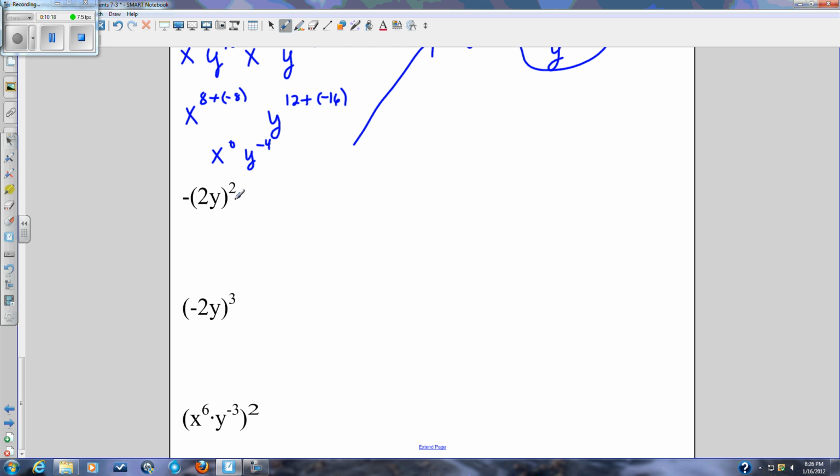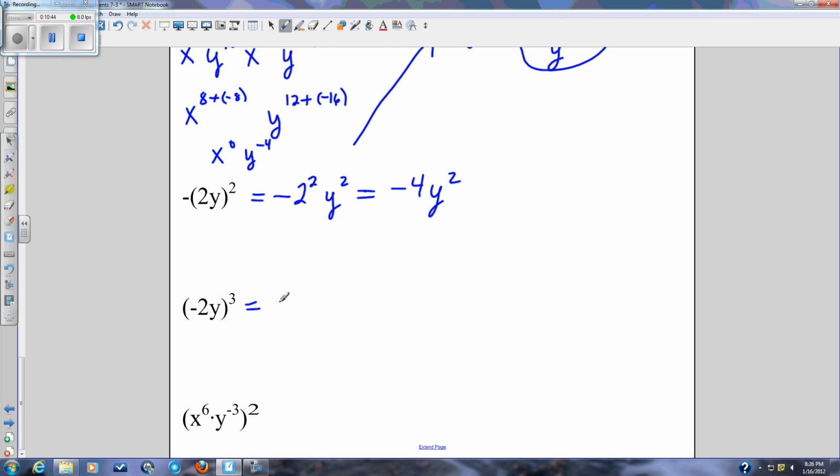Okay, let's continue. We have negative, and then parentheses, 2y to the second. So that means we're just going to drag our negative along since it's not in the parentheses. We're going to have 2 to the second, y to the second. Raise everything inside to that second power. So we have negative 4y to the second when we simplify it. Remember, you're just dragging that negative along.